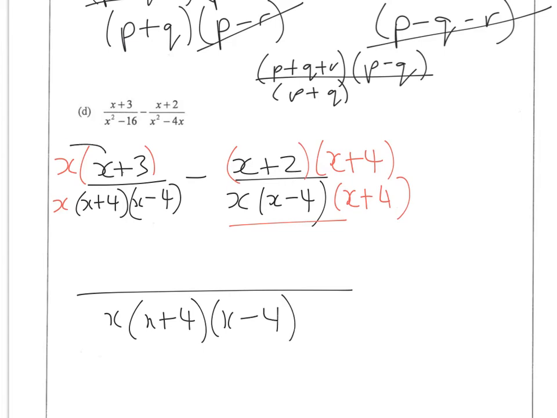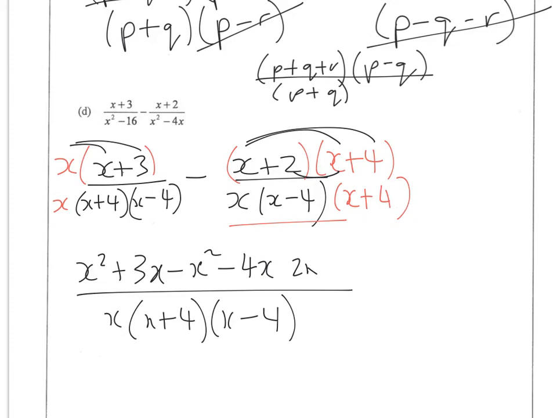I'm going to expand the top here, x squared plus 3x. Now it's leading with a minus, so it's going to be negative x squared. It's going to be 4x, but again, negative. It's going to be 2x, but again, negative. And it's going to be 8, but again, negative.